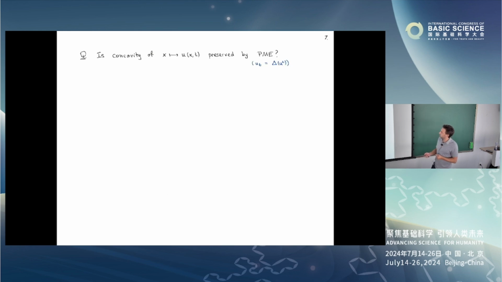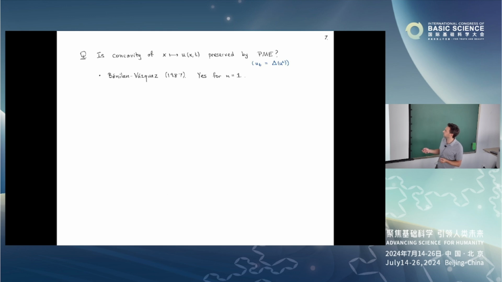Just to remind you, we're taking m equals 2, so the porous medium equation is just u_t equals Laplacian of u squared. The first result in this direction is proved by Benilan and Vazquez in 87, and they showed the answer is yes for dimension 1. It turns out dimension 1 is a little bit special. In this case, the boundary is just going to be points. Different things happen in higher dimensions that you don't see in dimension 1.